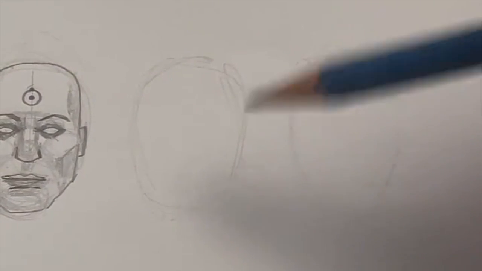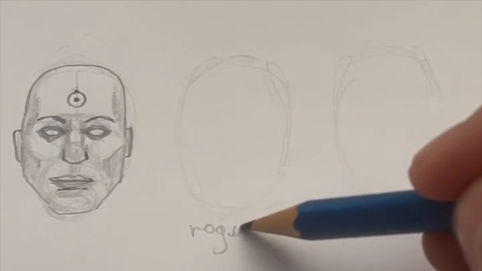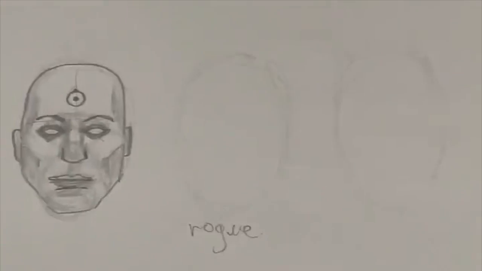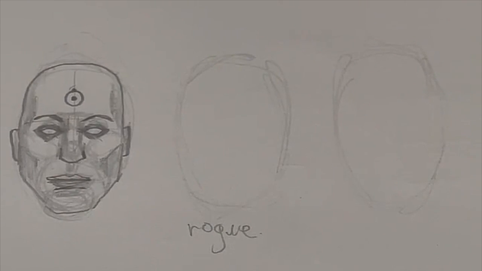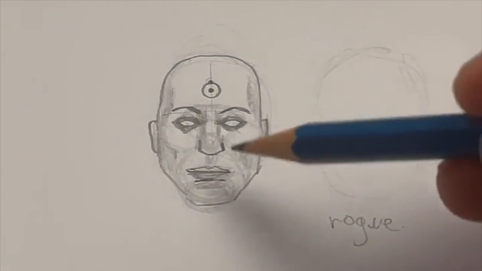What was I going to draw? Let's do... Oh, I know, somebody was asking for Rogue. And Vision? Yeah, Vision would be good. I think I could draw Vision. I mean, Vision would basically be this.